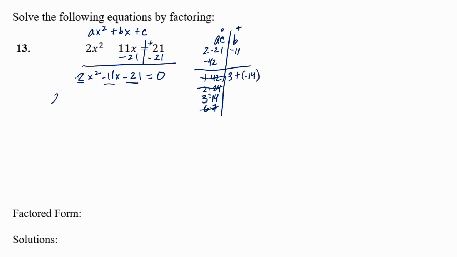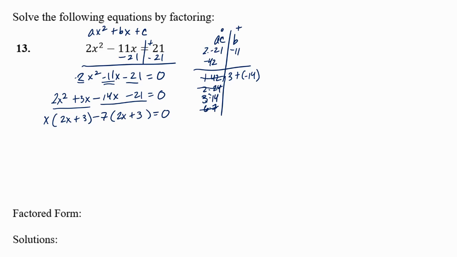Okay. Bringing down the ax squared, bringing down the c. You can leave it set equal to 0. We're going to need that regardless later. We're going to break up minus 11x using positive 3x and minus 14x. 2x squared plus 3x both have an x in common. We'd be left with 2x plus 3. Negative 14 and negative 21 both have a 7 in common. Keep in mind, though, because we want the parentheses to be the same, it makes sense to factor out a negative so that we're left with 2x plus 3 inside.